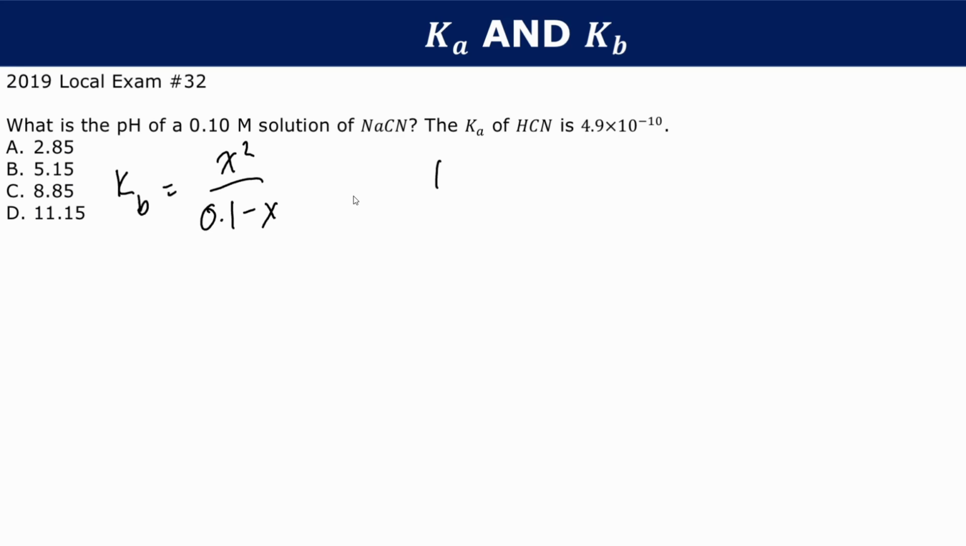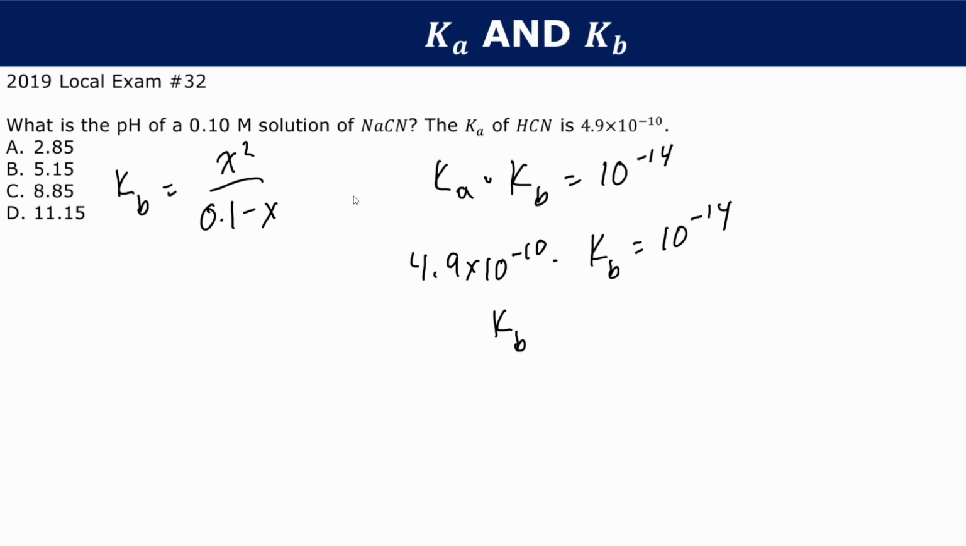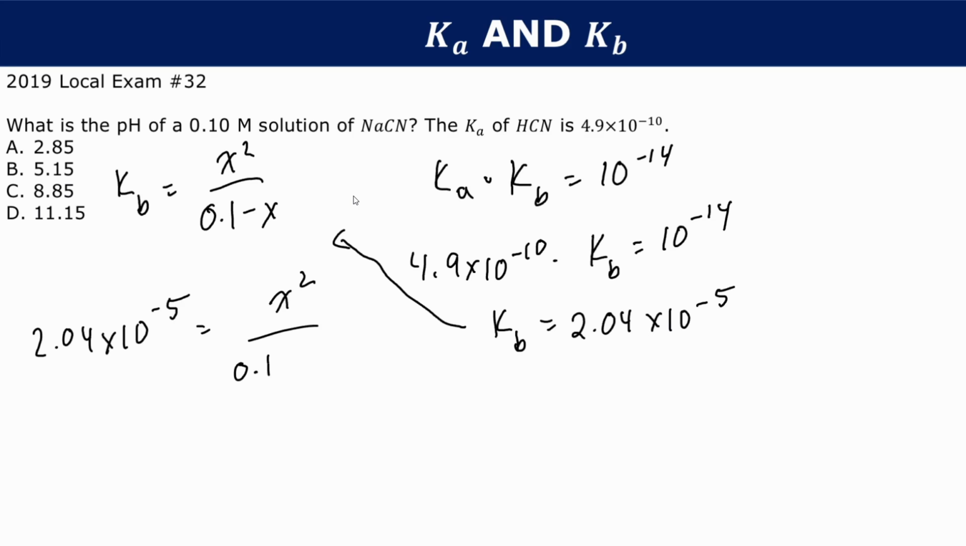Well, remember, Ka times Kb is going to equal 10 to the minus 14th. And so we know our Ka is 4.9 times 10 to the minus 10th. So that times Kb is going to be 10 to the minus 14th. And we can solve for Kb, and Kb is going to be 2.04 times 10 to the minus 5th. And that's going to be our Kb value, which we can plug into our little form here. So 2.04 times 10 to the minus 5th is going to equal x squared over 0.1 minus x.